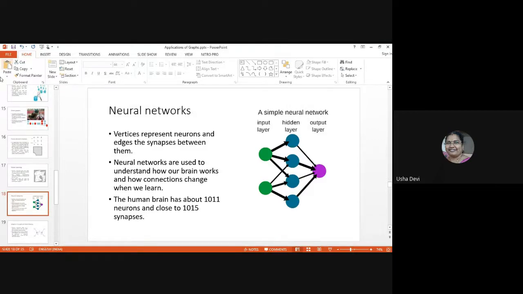Just see here: all these vertices represent neurons, and all these edges represent synapses between them. That is the interaction from one neuron to another neuron. These networks are used to understand how our brain works, as well as how connections change when we are trying to learn. When I start to learn, one neuron will be active, and that gives different forms of outputs.